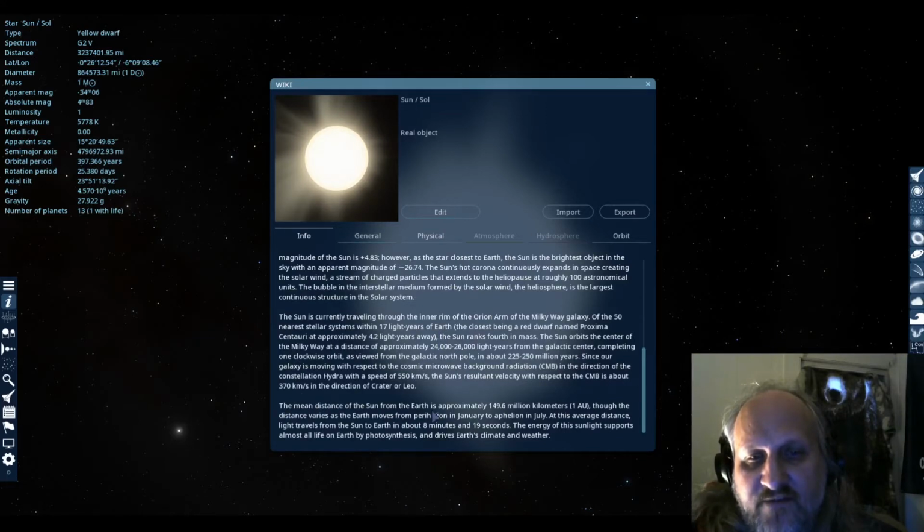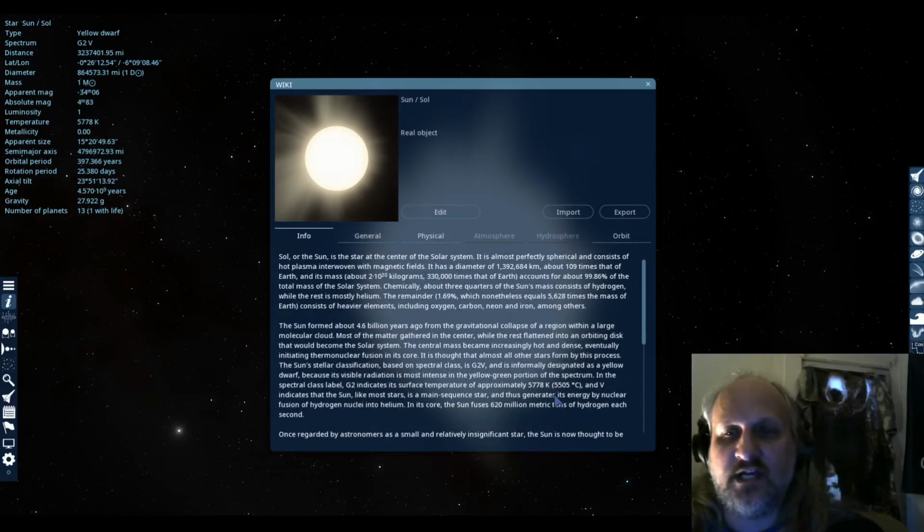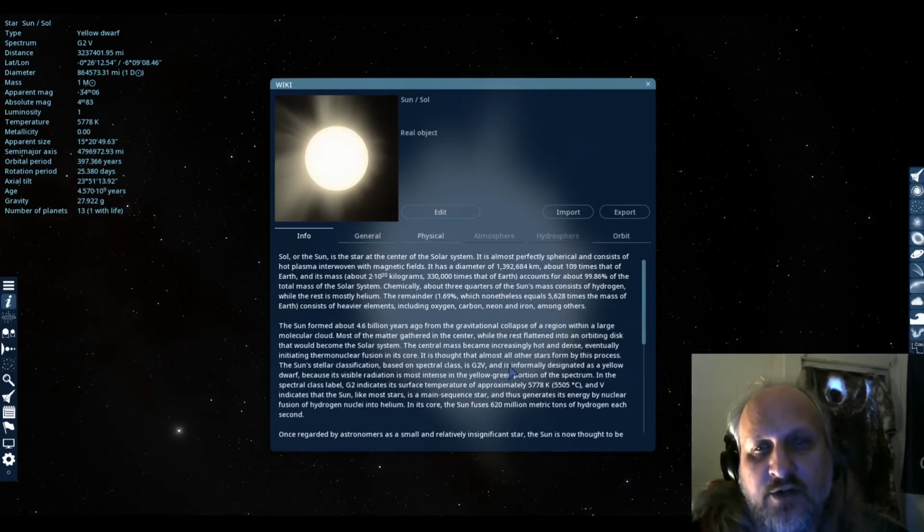The distance of the sun from Earth is approximately 149.6 million kilometers. It's actually 93 million miles if you want to look at miles. Though the distance varies as the Earth moves closer and farther away from the sun, it's close to 93 million miles away. At this average distance, light travels from the sun to Earth in about 8 minutes and 19 seconds. The energy of this sunlight supports almost all life on Earth by photosynthesis and drives Earth's climate and weather. So the sun is very, very important to Earth. Earth would not be a livable planet without the sun.